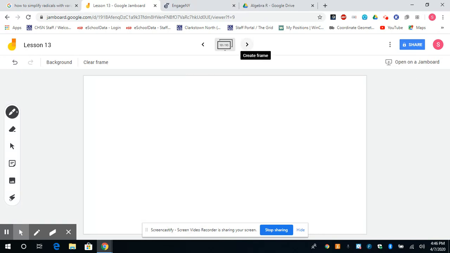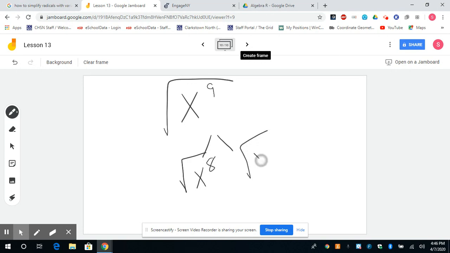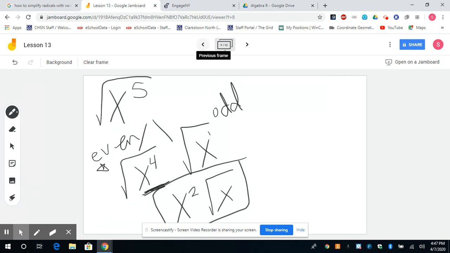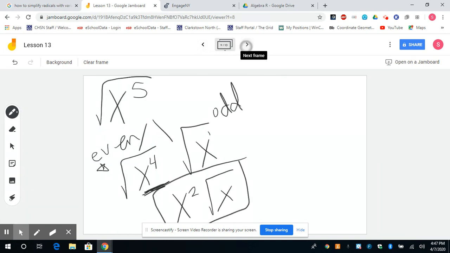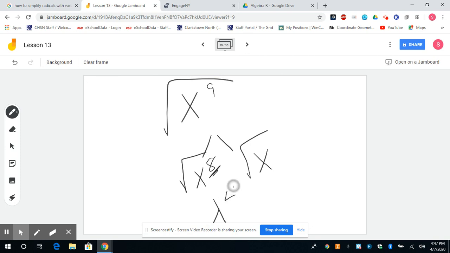So let's try another one. Let's say we have x to the ninth. So we can break this down into x to the eighth and just x, right? Here's one less than 9 and this one. So what's the square root of x to the eighth? We go back. X to the fourth. And square root of x. Let me just leave it like that. Okay.